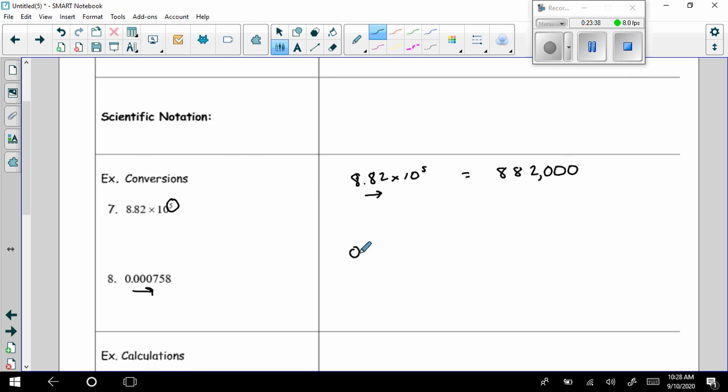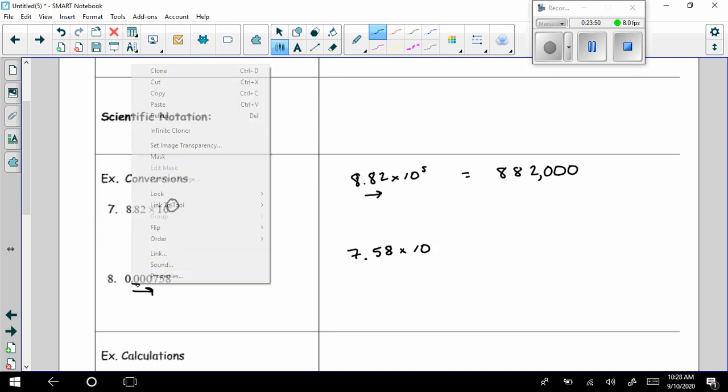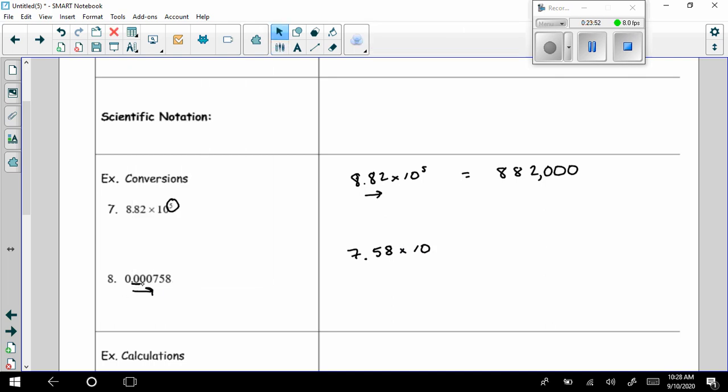So we need one number less than 10 in front of the decimal, so 7.58 times 10 to the, and then however many times you moved that. So 1, 2, 3, 4 times, and it's negative 4. All right, so this would be your condensed version of that.